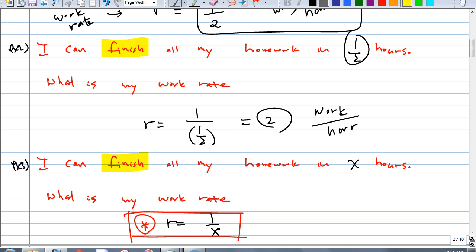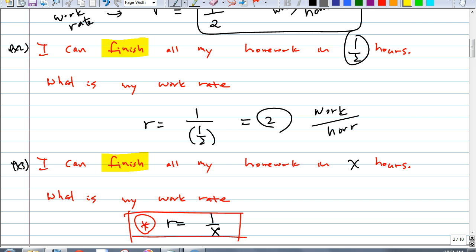Yes, sir? When you see hours, it's always in the number. Okay, kind of. Matthew? Yes. If they tell you that you could finish the whole job, very good, right?